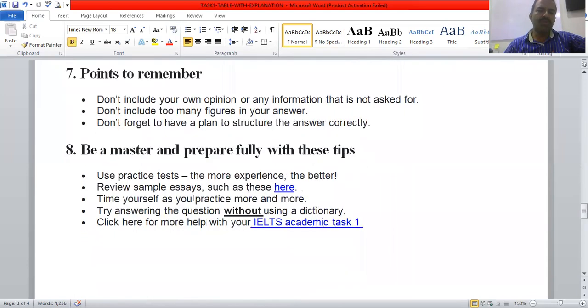Points to remember: don't include your own opinion or any information that is not asked for. So you cannot add any information from your side, and you cannot even mention information that is not asked. Don't include too many figures in your answer. Don't forget to have a plan to structure the answer correctly.